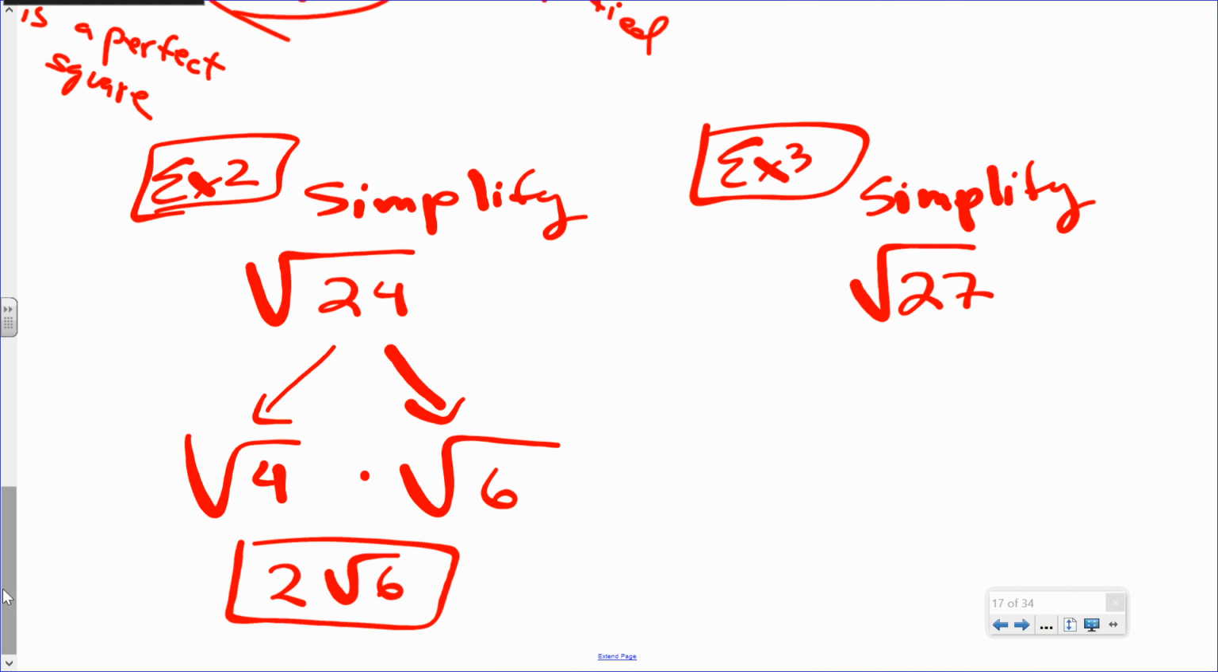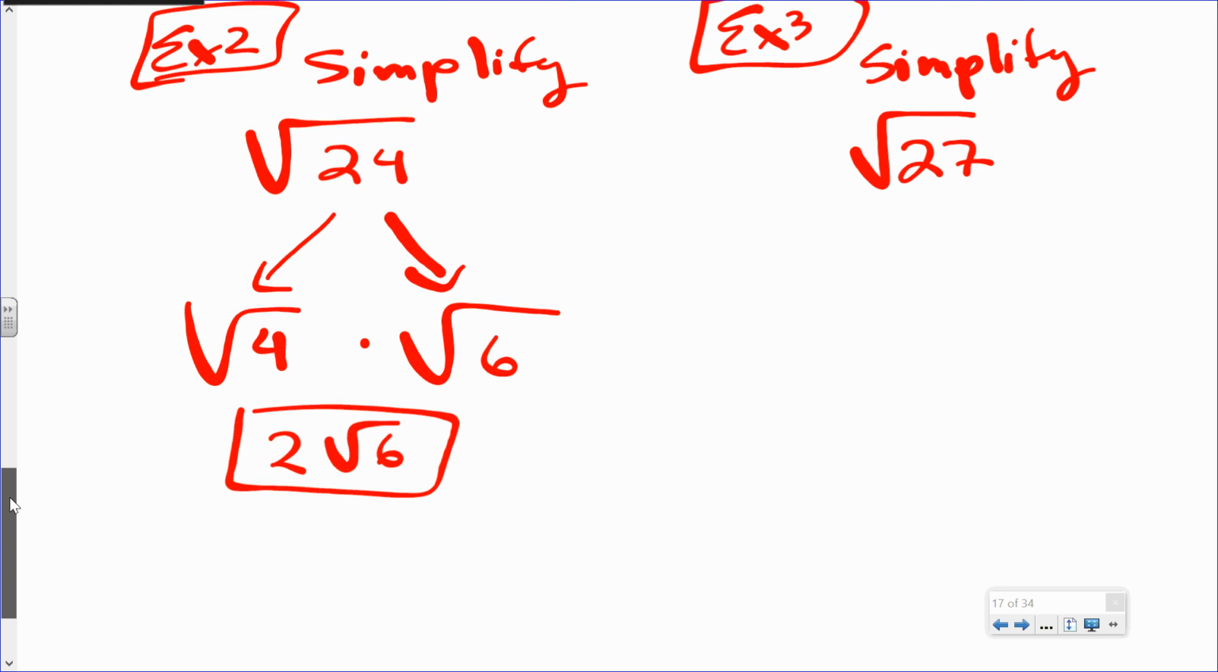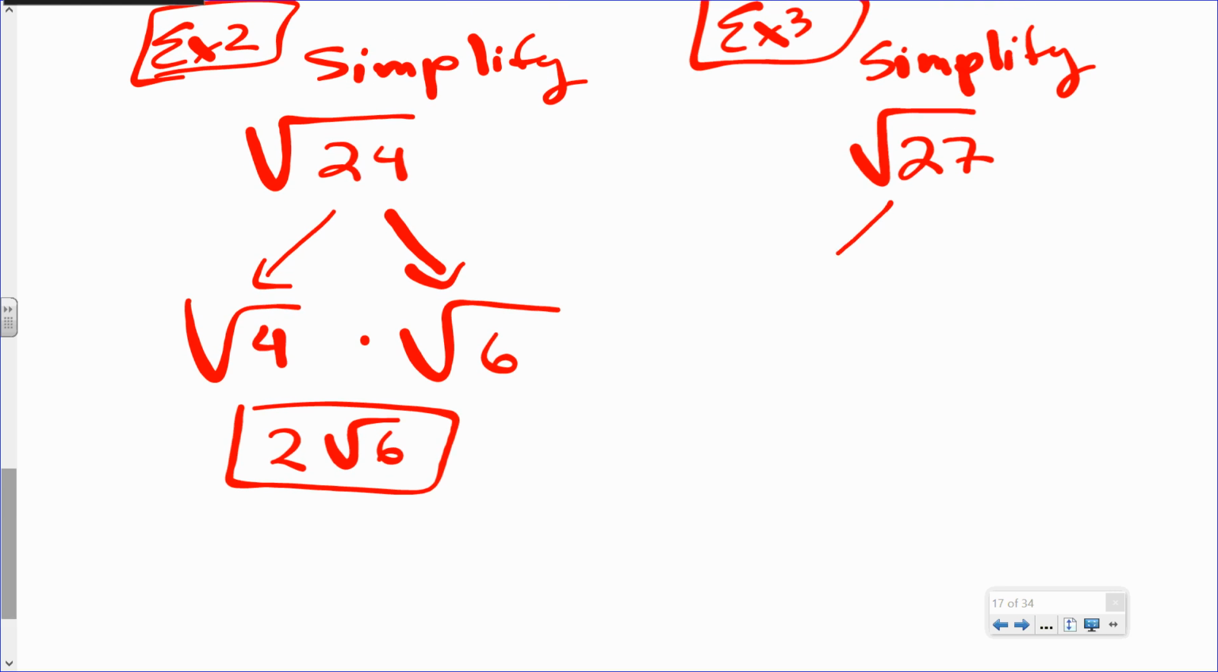All right. It's irrational, but we can't leave it that way. Let's simplify it. Rad something times rad something, making sure one of them is a perfect square. Okay, so what fits into 27? 3 and 9. Which one of those is the perfect square? 9.